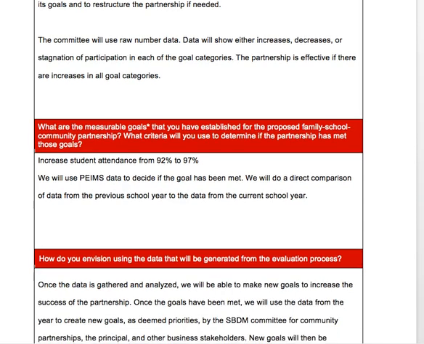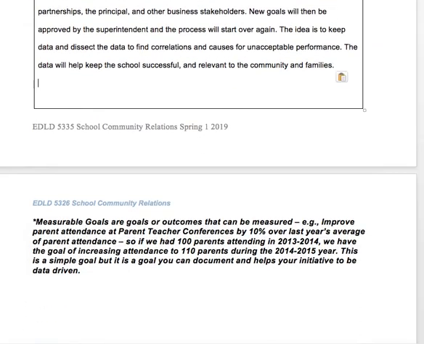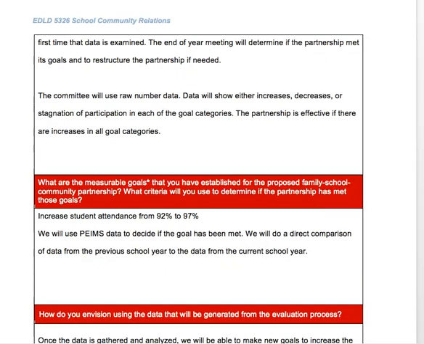Measurable goals, remember we talked about this last week. They have to be able to be quantified. And so if you'll take a look at the bottom, it talks about measurable goals are things that can be measured. So you can improve parent attendance at the parent-teacher conferences by 10% over last year's average. So if you had 100 parents in 2013-14, if you have 110 in 2014-15, then your goal has been met. This is a very simple goal, but it just kind of shows you what that looks like.